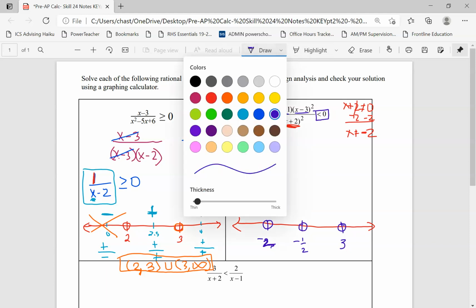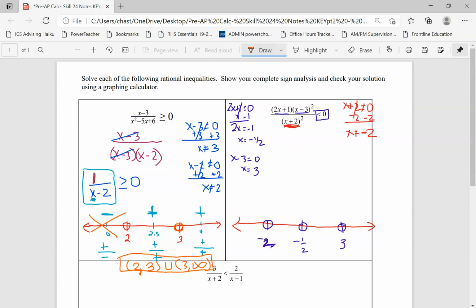And now we're going to figure out our intervals. So for our intervals, let's see, I'll pick a -3 here, I'll pick a -1 here, I'll pick a 0 here, and I'll pick 4 here. Now, in our function, I'm going to use the factored form. Notice that we have a factor squared, so that will always be positive. So what I'm going to do in each interval is figure out the signs as such.